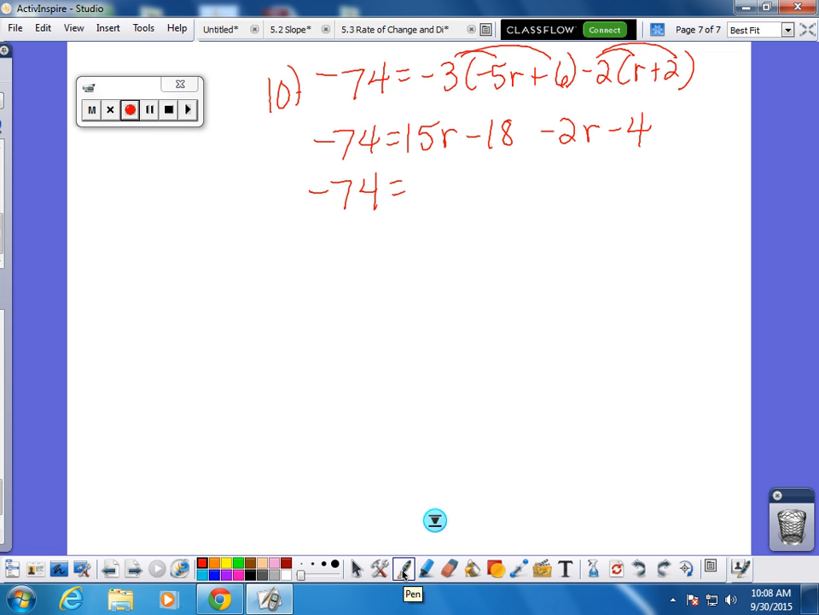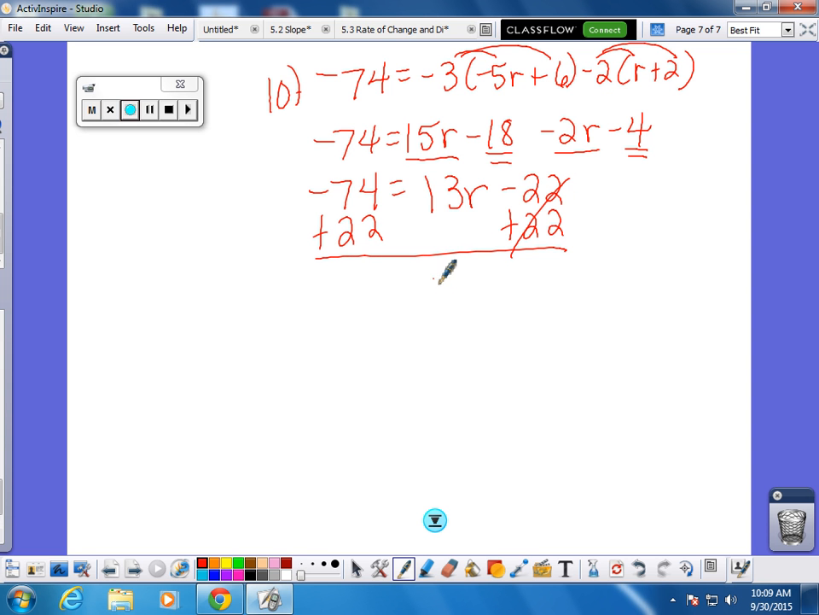Alright, how many r's do I have? Put them together. 17 r's? Is it positive or negative? Take the sign of the bigger one. So what about my numbers? What do I have? Negative 22. Alright, there we go. So, we gotta subtract the 22, I'll add 22 to both sides. What would that give me? Divide by 13, what do I get? Negative 4?